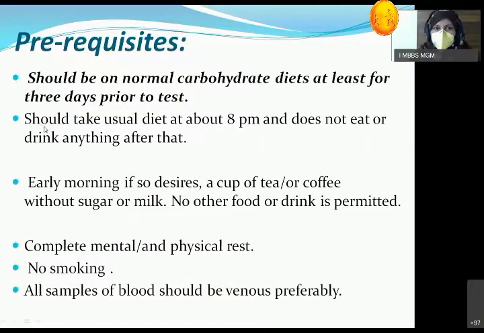Then he or she should take the usual diet at about 8 p.m. on the previous day of the test and not eat or drink anything after that. Next day morning, if so desired, a cup of tea or coffee without sugar or milk can be taken. No other food or drink is permitted. Patient should be on complete mental and physical rest. No exercise is allowed before the test. No smoking. All samples of the blood should preferably be venous. You have to take venous blood.